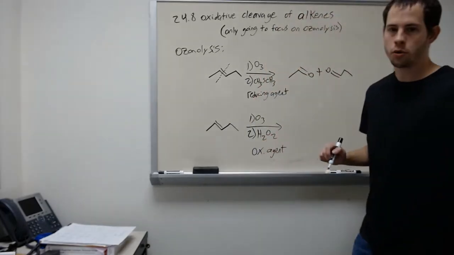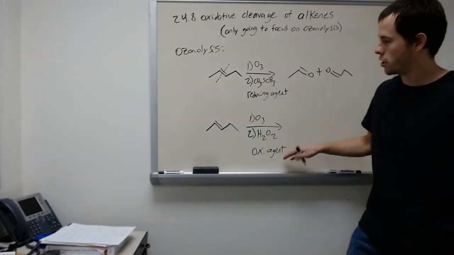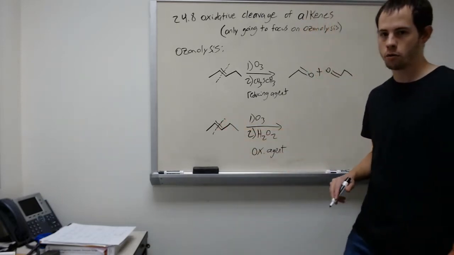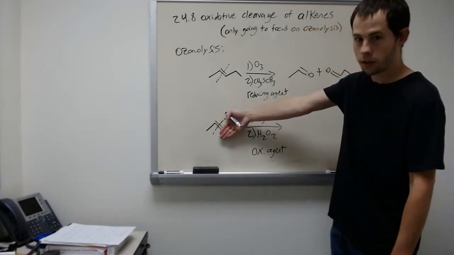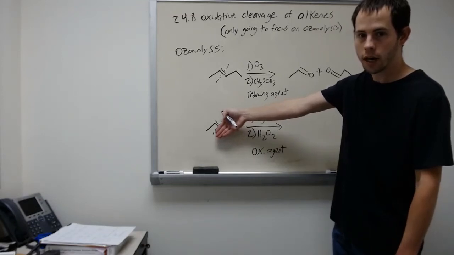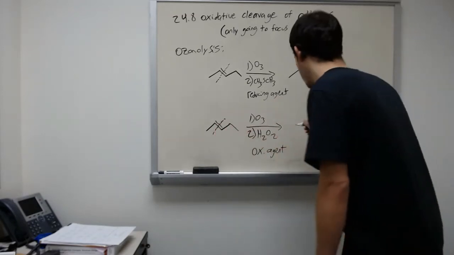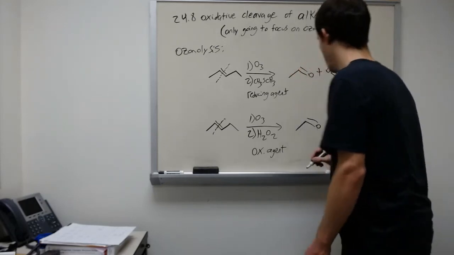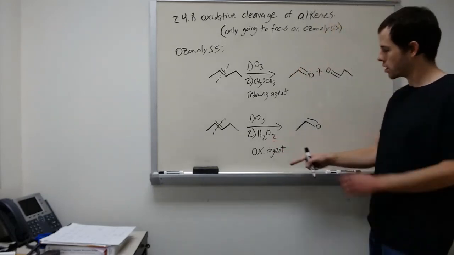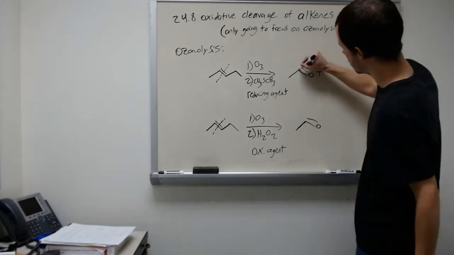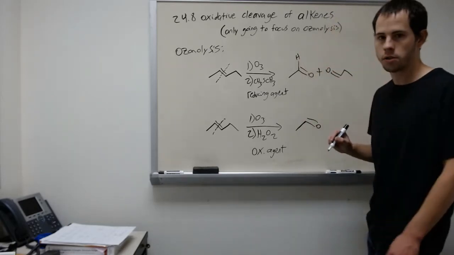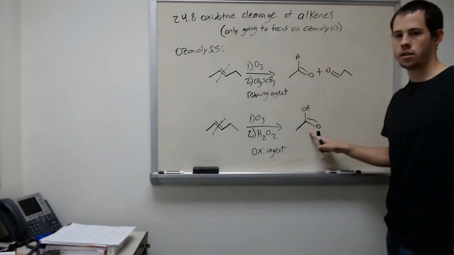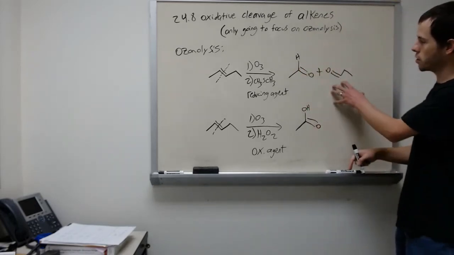So we use hydrogen peroxide, it's an oxidizing agent, and so again, we do exactly like what we did before. We're going to look at this side of the alkene right there. Just pull it apart, put an oxygen. And then since we're using hydrogen peroxide, this H coming off here becomes an OH. And so that is a carboxylic acid. Same thing on the other side.